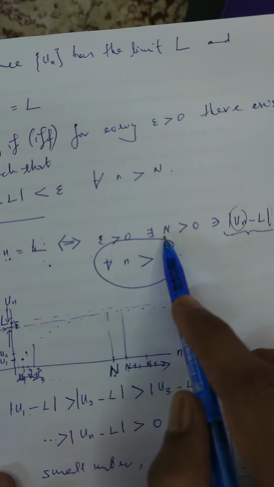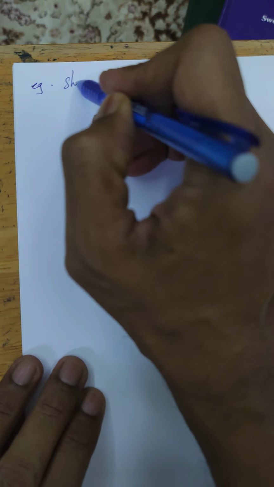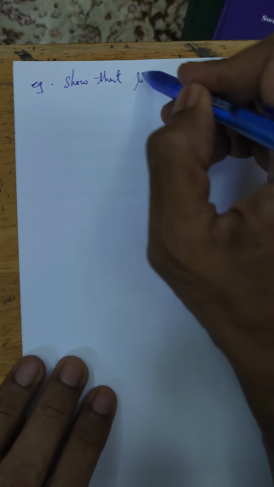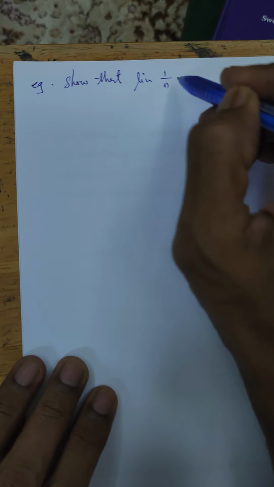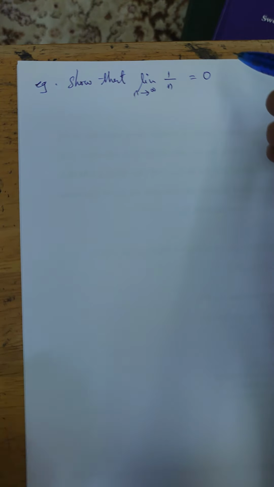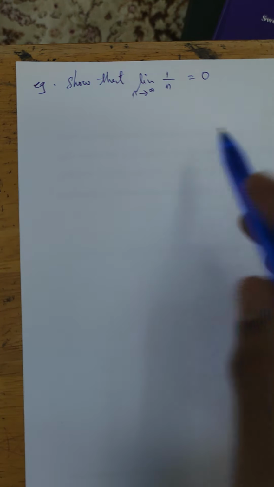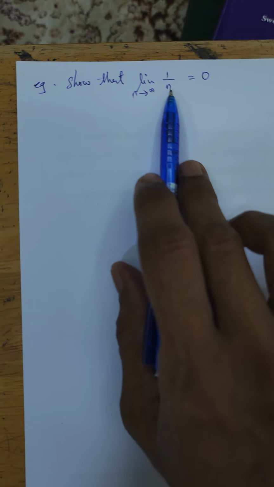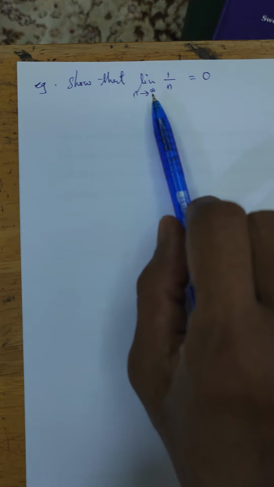So now let's consider this example. We show that the limit of 1 over n as n goes to infinity equals 0, or prove that, I would say. Of course, if you put infinity there, then it's equal to 0. But how to show that, how to prove that?